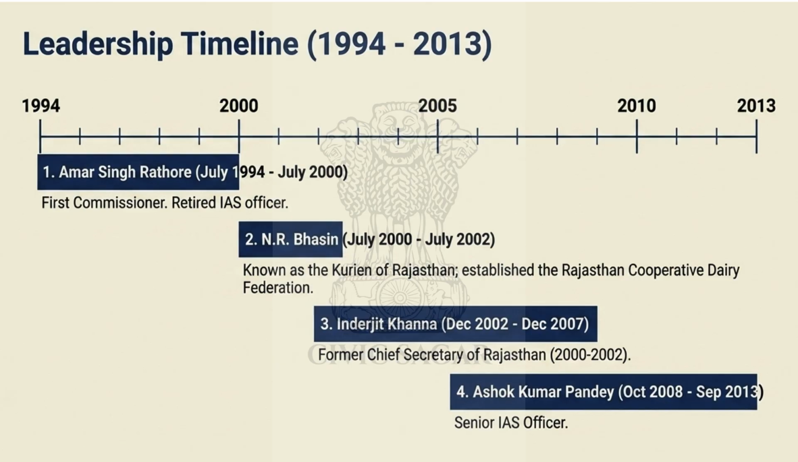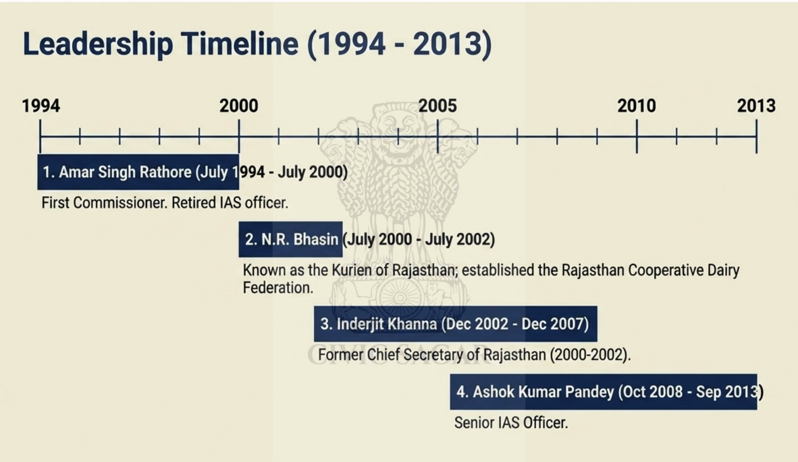Looking at the leadership that shaped the SEC through its first 2 decades. Amar Singh Rathore, July 1994–July 2000, the inaugural commissioner and retired IAS officer who laid the foundational framework. N.R. Bhasin, July 2000–July 2002, former founder of the Rajasthan Cooperative Dairy Federation. Inderjeet Khanna, December 2002–December 2007, former Chief Secretary of Rajasthan.